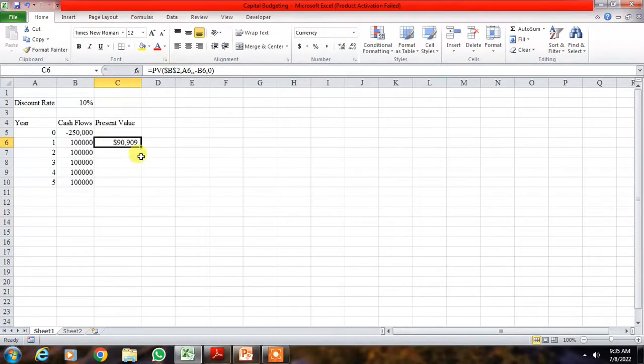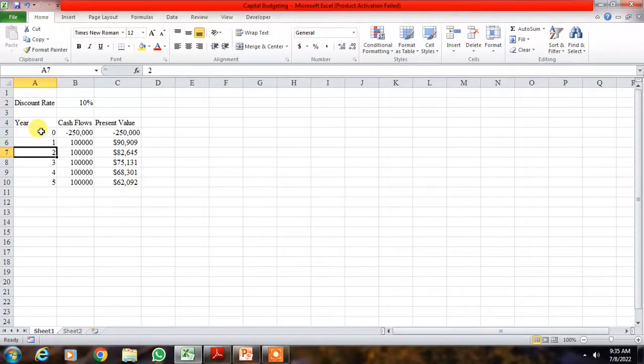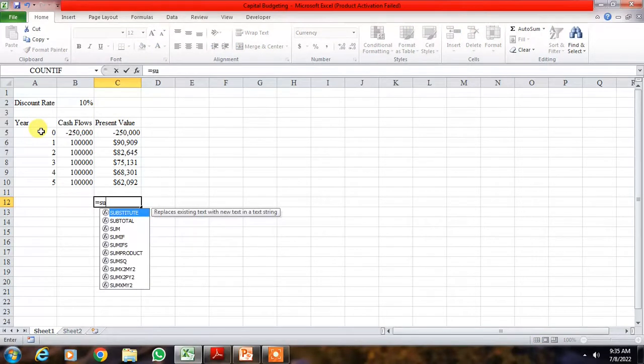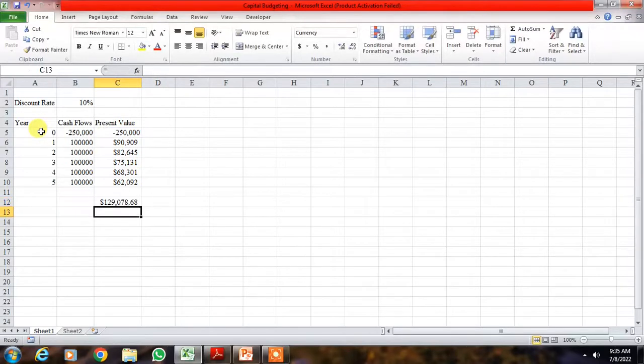So my dear, this is how we individually find out the present value of the cash flows, and the initial investment is itself a present value today because it is at time period 0. So the concept is that once you have calculated the present values, then you are supposed to sum them. So this is the net present value of the project.